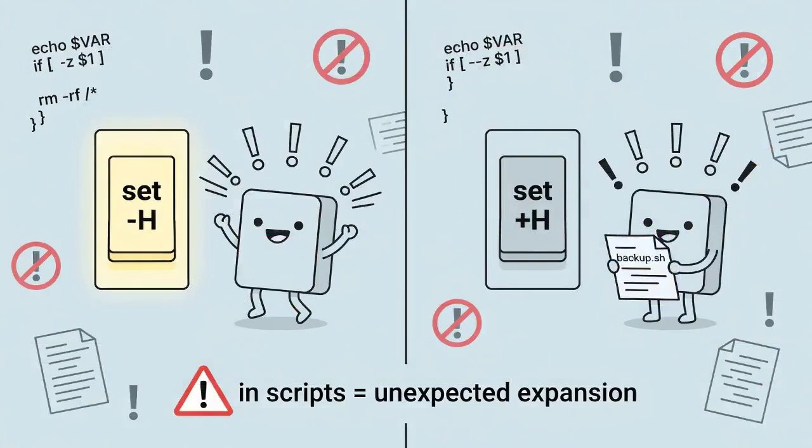This is essential inside scripts, where an exclamation point in a string might otherwise get expanded into garbage. Always disable expansion in shell scripts to keep your text literal.